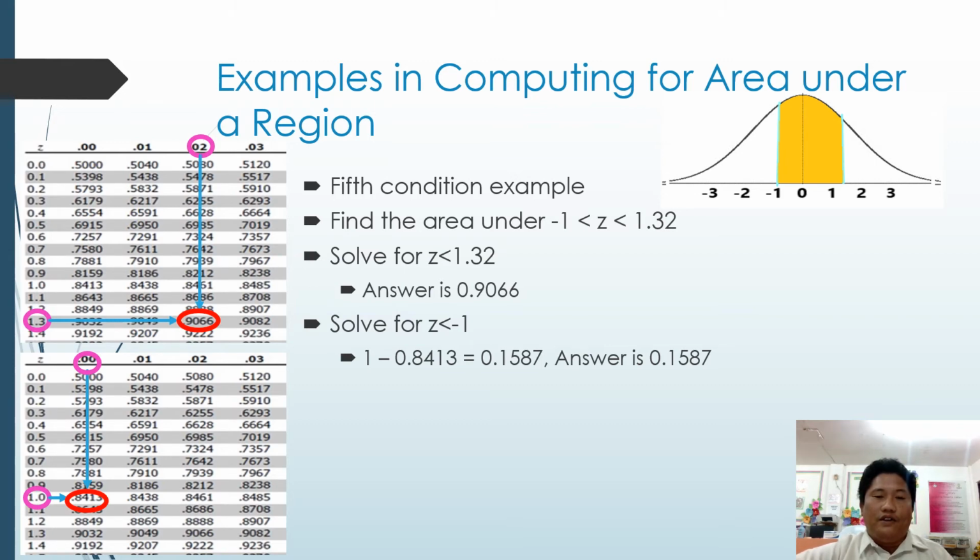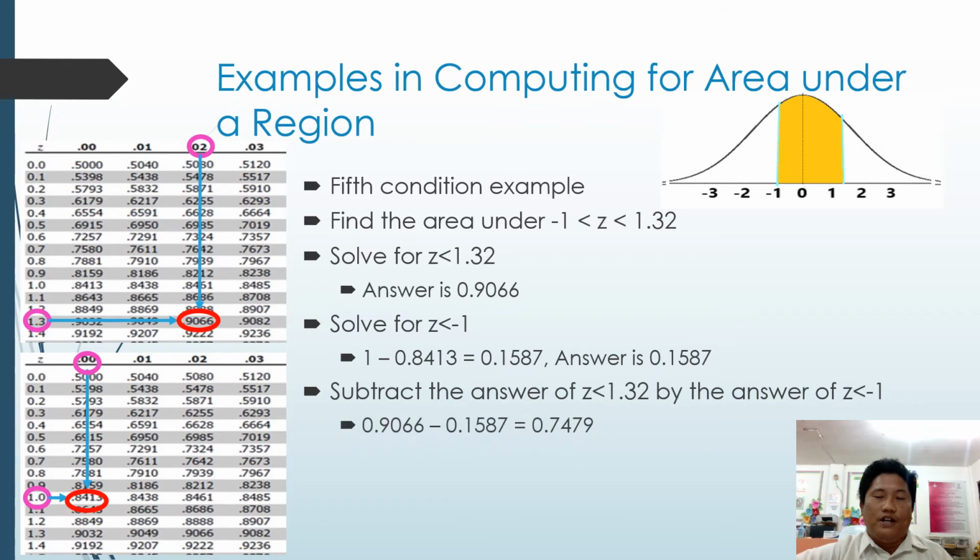So we already have the two values of their areas. We subtract the answer for z less than -1 from the answer for z less than 1.32. So we have 0.9066 minus 0.1587. The answer is 0.7479. So the area under z greater than -1 but less than 1.32 is 0.7479.